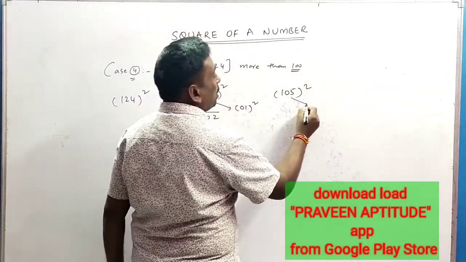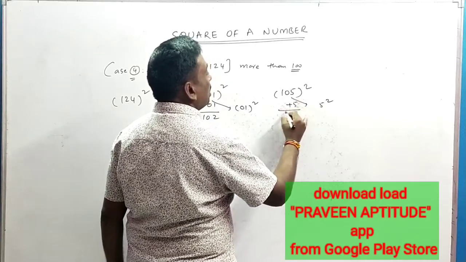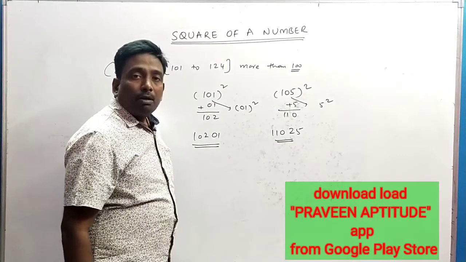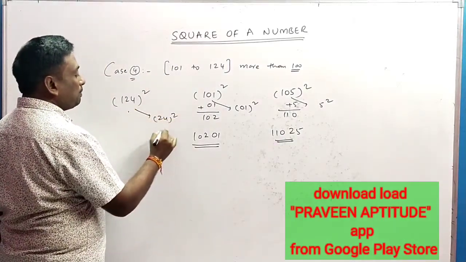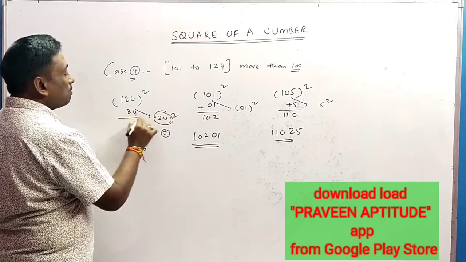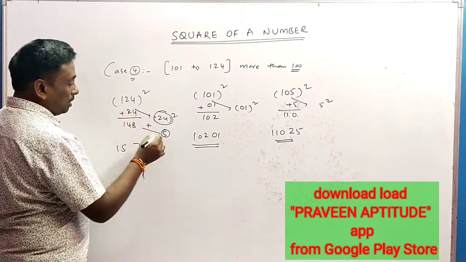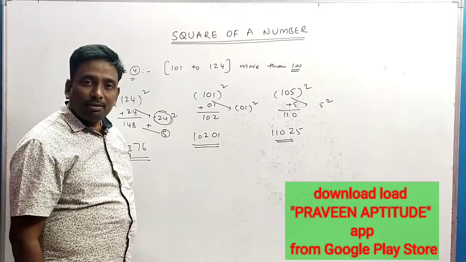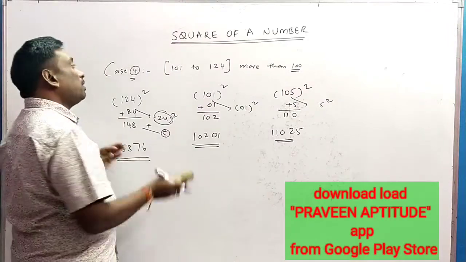Now tell me this one. This is 5 more. 5 square is 25. This 5 is added here. That gives you 110, then 25. What about this one? 24 is more. 24 square is 576. Take 76 here. 24 is added here, 124 plus 24 gives 148, plus 5 for the carry, 153. 15376. Very clear? Yes, this is the way to find the square of the numbers.